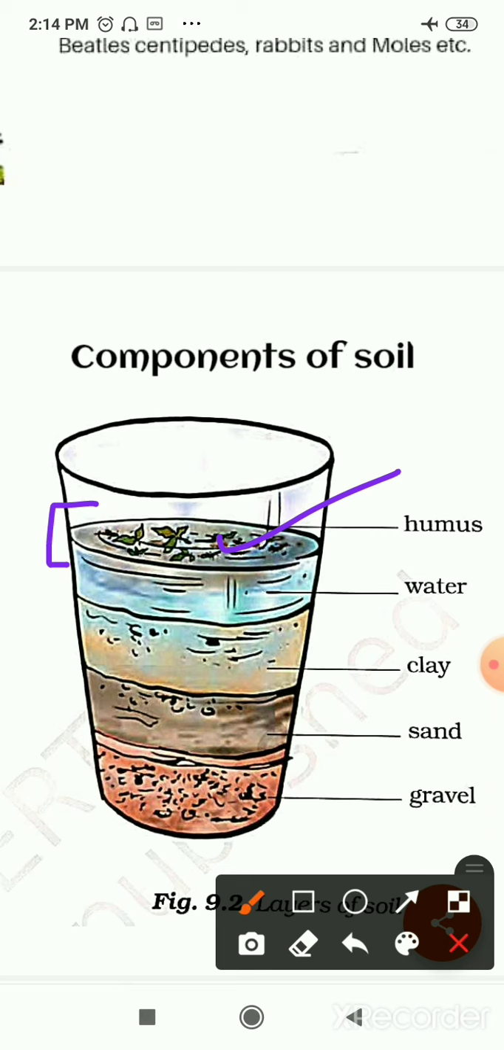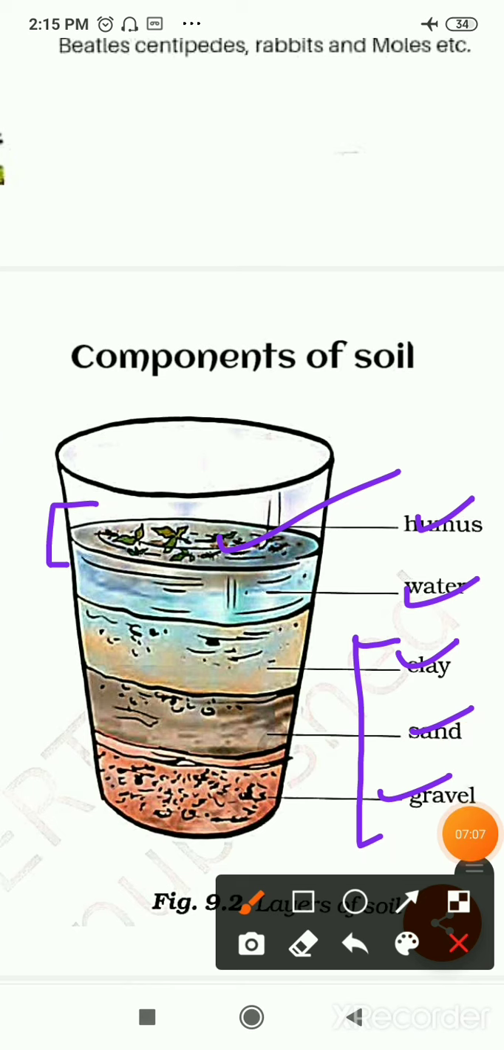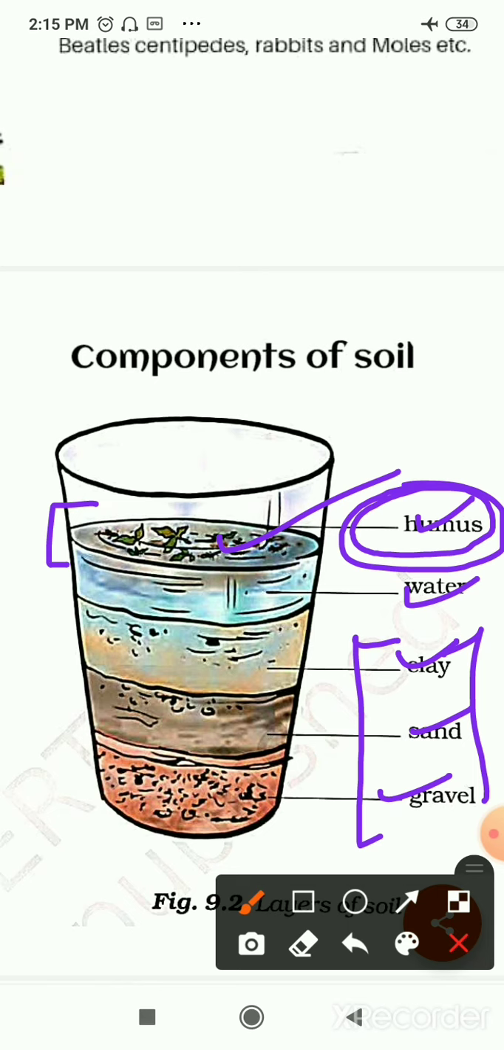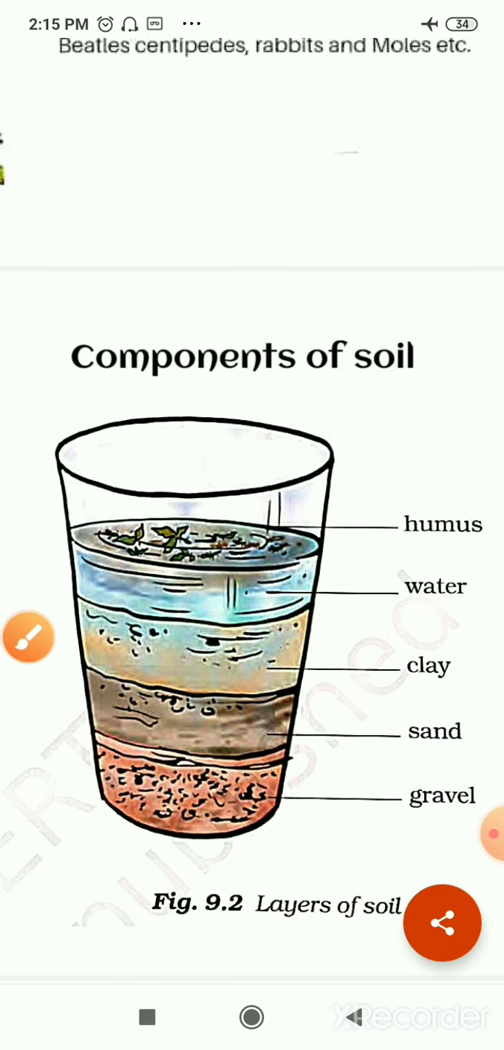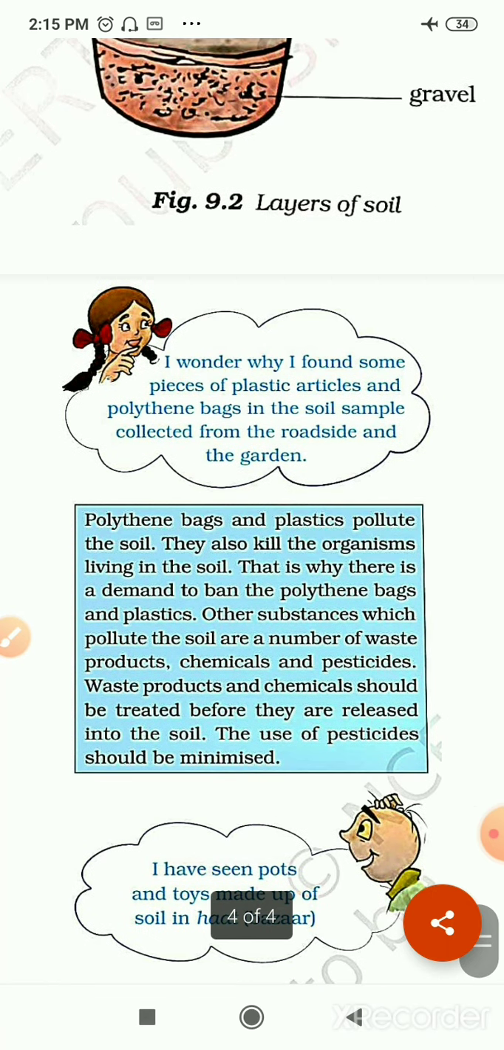Right? So finally, how many layers are there? One, two, three, then four, and this one is five. These are the three components, not the types of soil, three components: gravel, then sand and clay, and the fourth one, most important, which makes the soil good, that is the humus. Is it okay? Okay. Now see the next one.